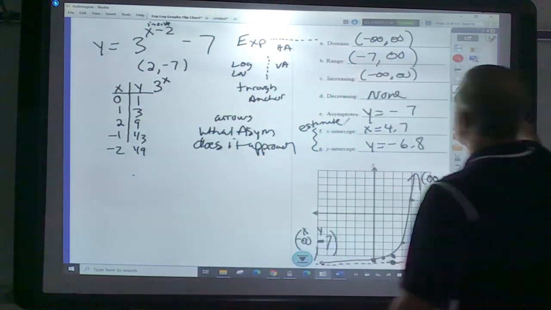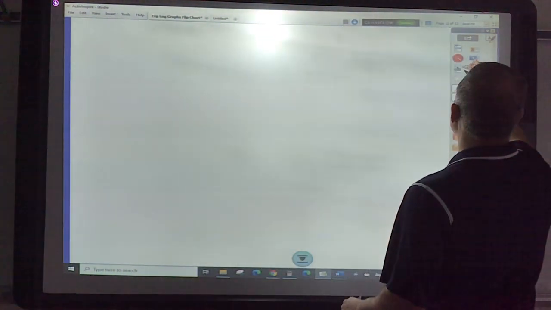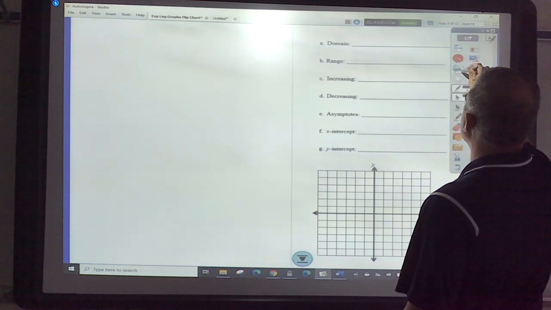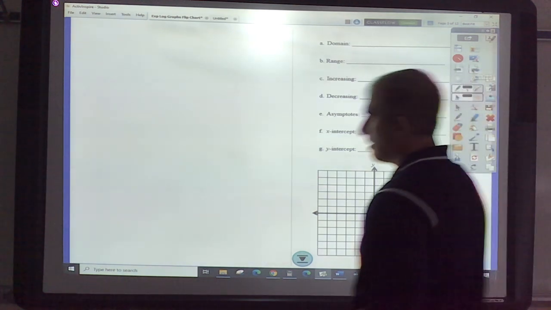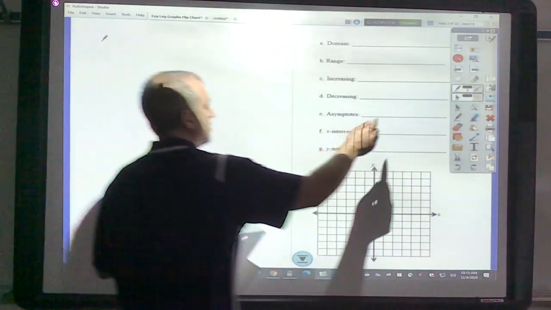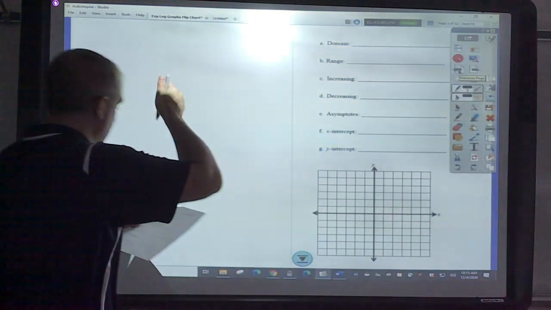Let me do another example of an exponential. Oh, whoops, I put that on the first page, didn't I? All right, let me go back to here. Whoops. Okay, let's do this one. Let's do this one here.